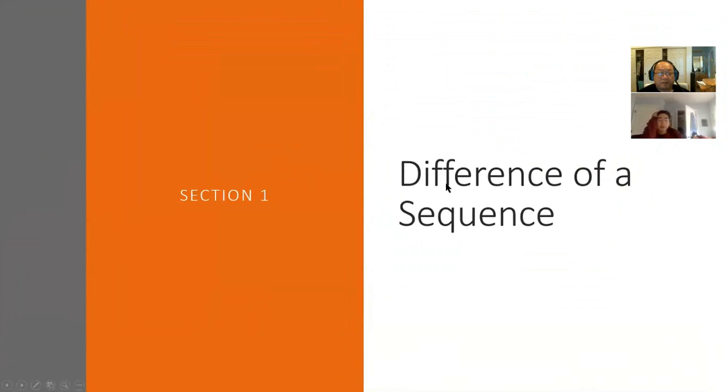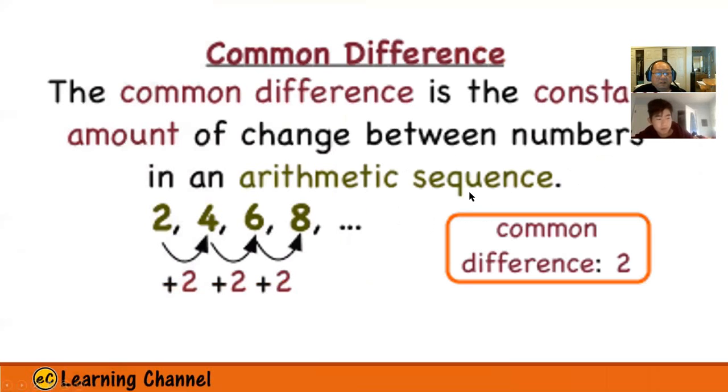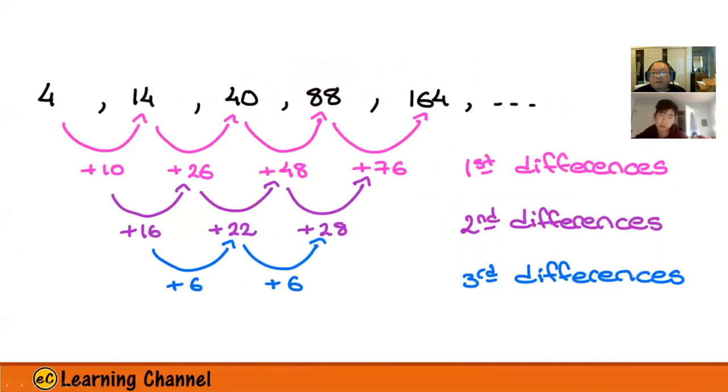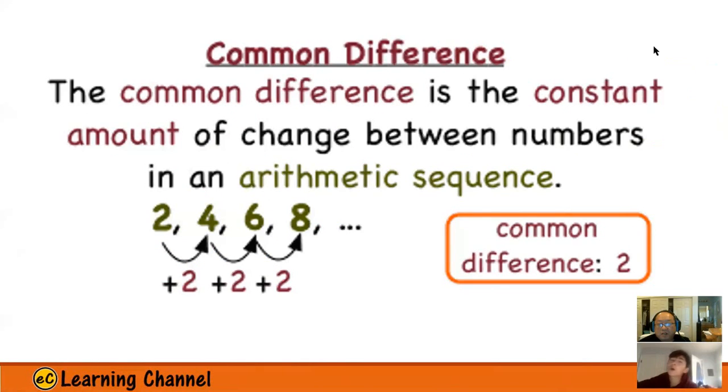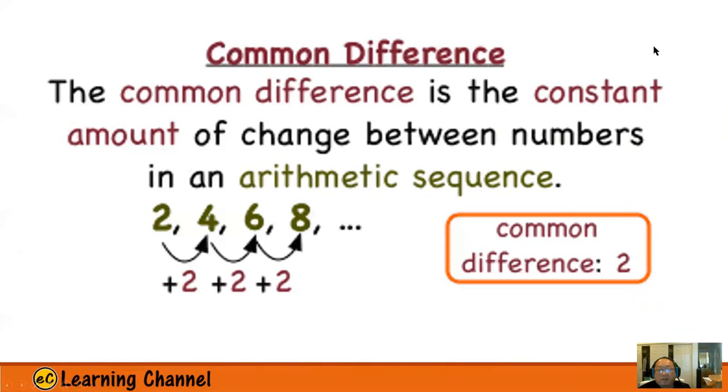The second one is called difference of a sequence. Difference of a sequence is we have a common difference. The common difference is the constant amount of change between numbers. These are called arithmetic sequences. So the common difference is 2. This one we call an arithmetic sequence.